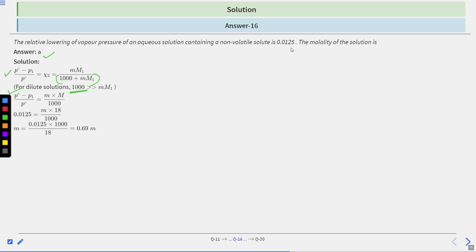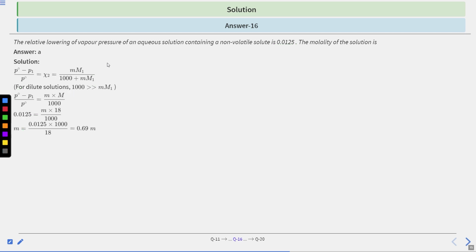0.0125 as the relative lowering of vapor pressure, so we write it on the left-hand side. And molality we have to find out, into 18, the molar mass of water, upon 1000. So molality is coming out as 0.69 molar, right? So option A will be the correct answer.